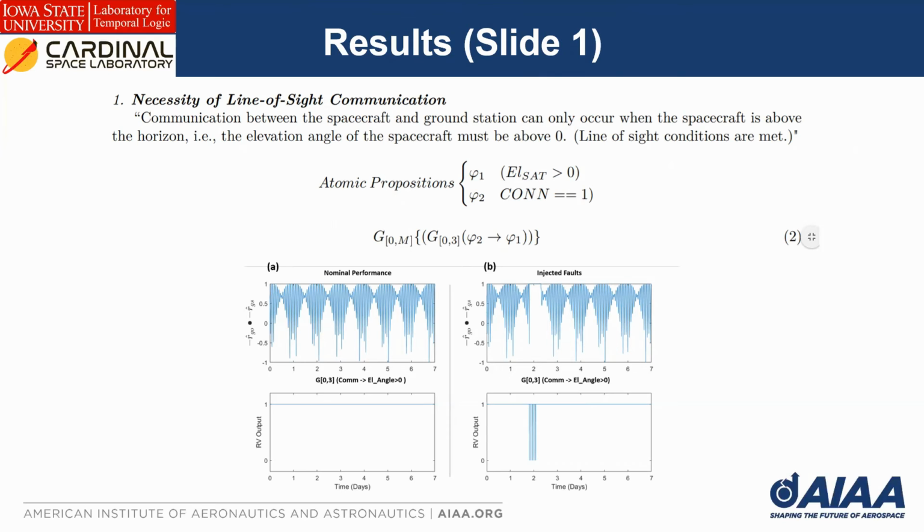Comparing the orbital data of the connection against the specification, as shown on the left side of this figure, we see that it is satisfied at all time steps for a nominal dataset. On the right side of the figure, we purposefully injected faults into the dataset to check if the RV output would detect a violation, which it did.